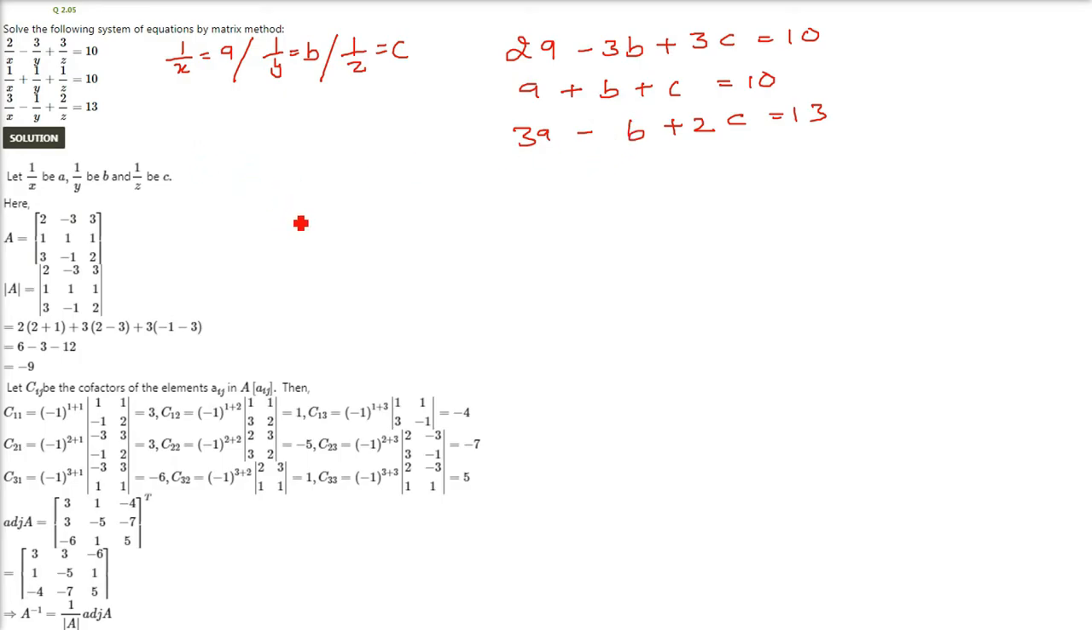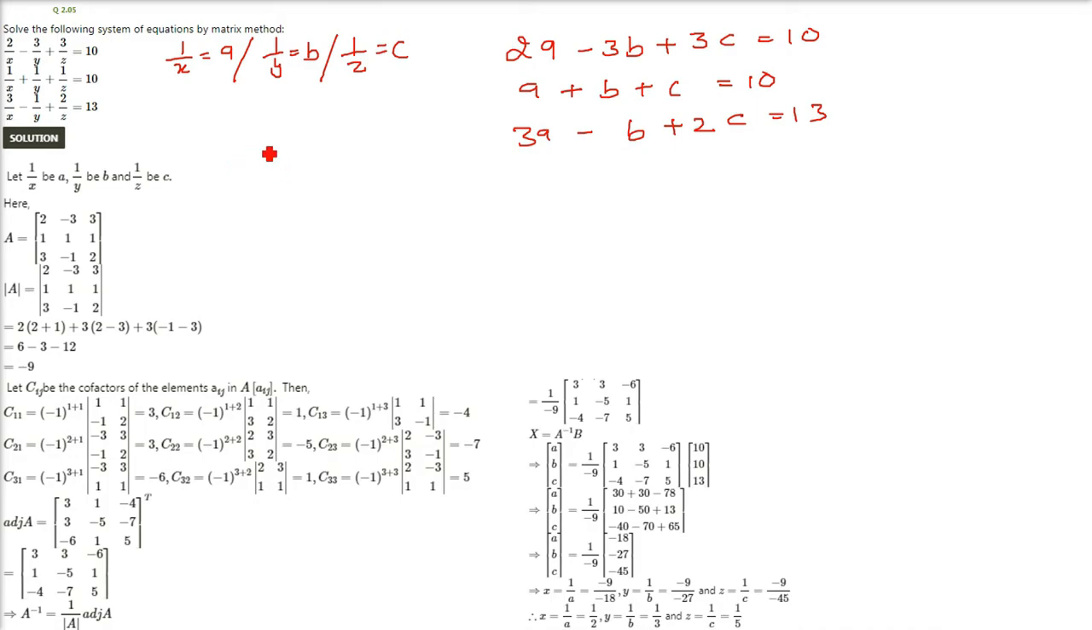A, x, b, all you know how to do this. Okay. So A into X is B, so X will be A inverse B. X will be a, b, c. The only thing is X will be a, b, c. And A inverse I hope you'll be able to find out.